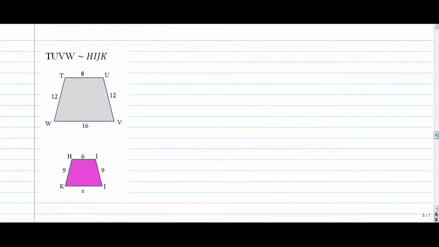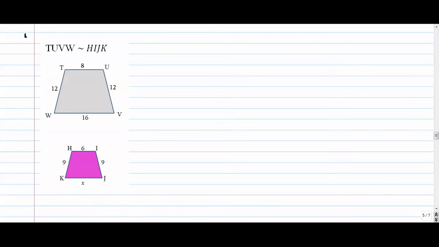Number 4. In this problem, we're saying that they are similar. You can see that right here. They are similar to each other. And the question, of course, is to find the value of x. X is right down here. Alright, so here we go.